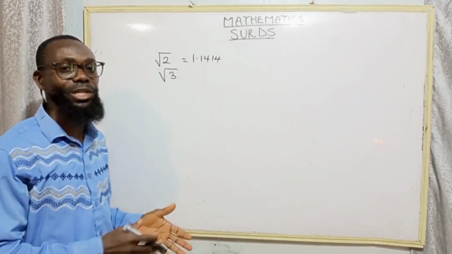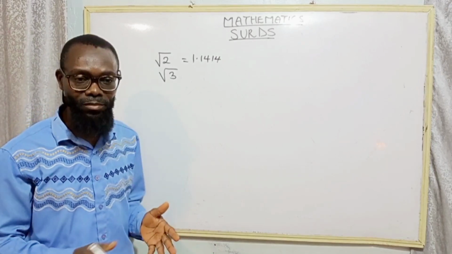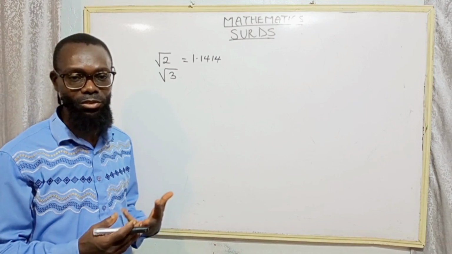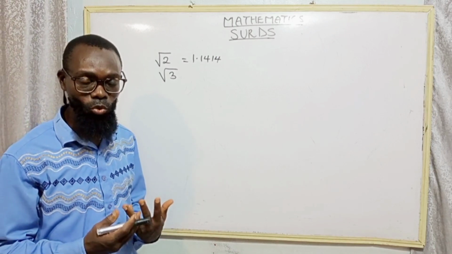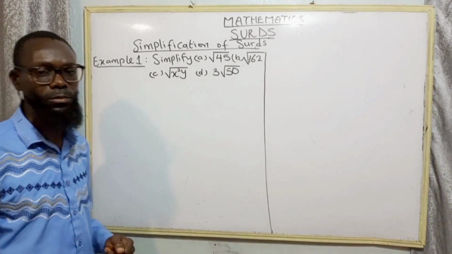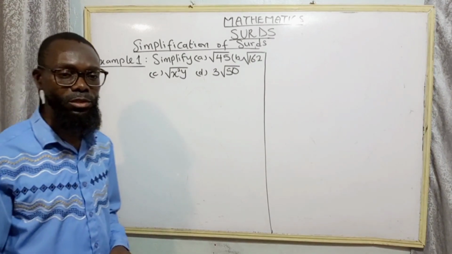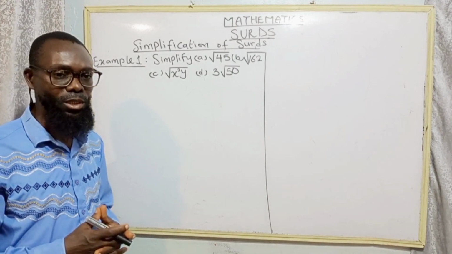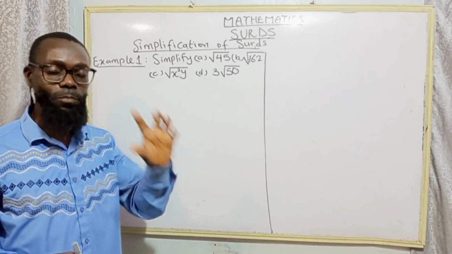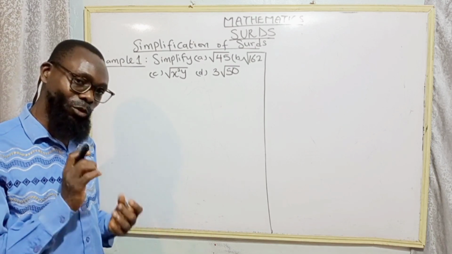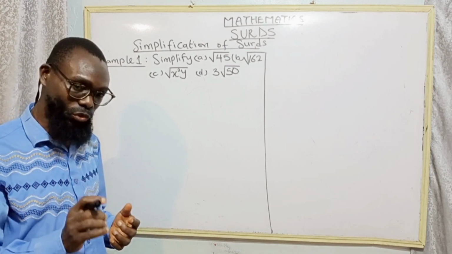Now, surds have different headings: the addition, subtraction, multiplication, and division of surds. So, let's dive in. Simplification of surds. To simplify surds, we are going to look for two factors in which one of the factors is a perfect square. What I mean by perfect square is that one of the factors has a square root.